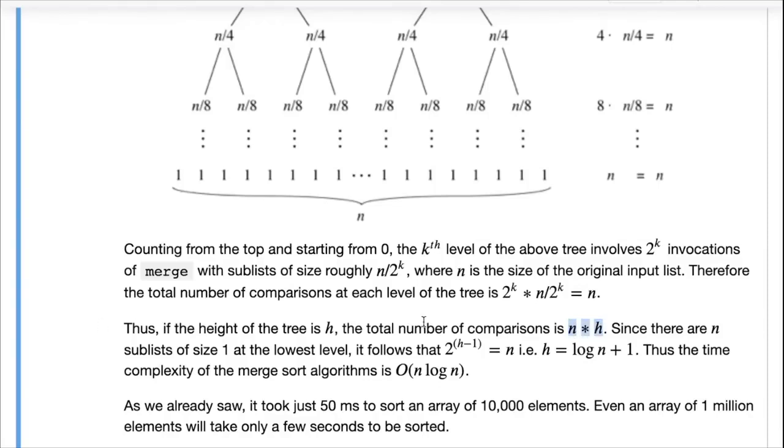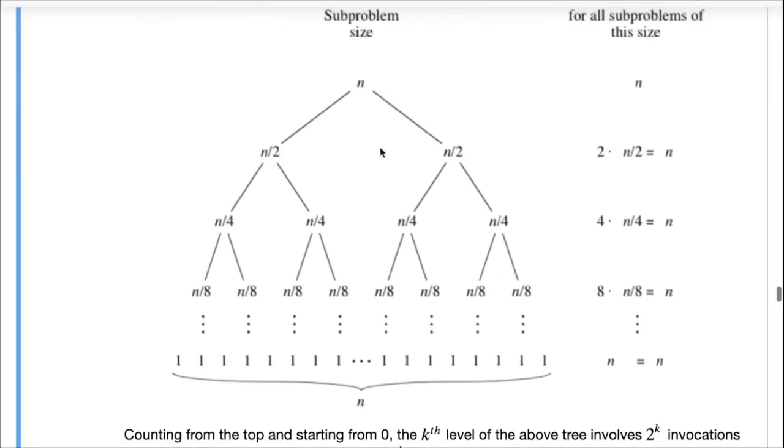Now, how do we get the height of the tree? If the height of the tree is h, you can see here that as we go down, this is level 0 and it has one element. This is level 1 and it has 2 elements. This is level 2 and it has 4 subproblems, and this is level 3 and it has 8 subproblems. So level k has 2 to the power k subproblems.